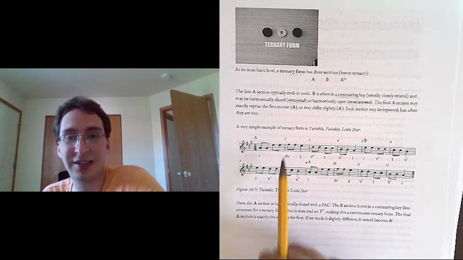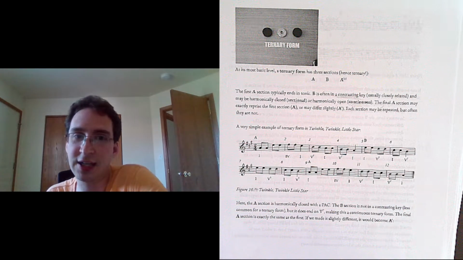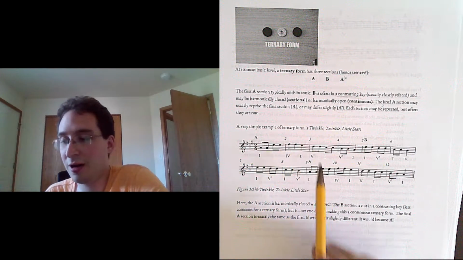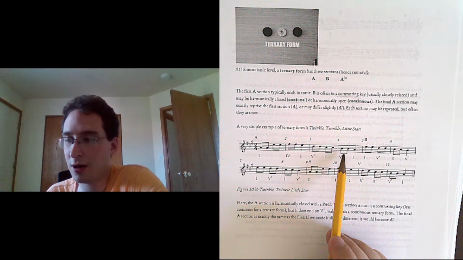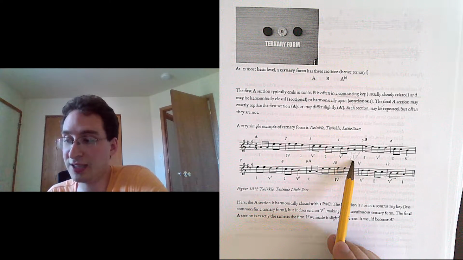So a very simple example you all know is Twinkle Twinkle Little Star, or the ABCs, or Baa Baa Black Sheep. That's our A section. It's harmonically closed because it ends on tonic.